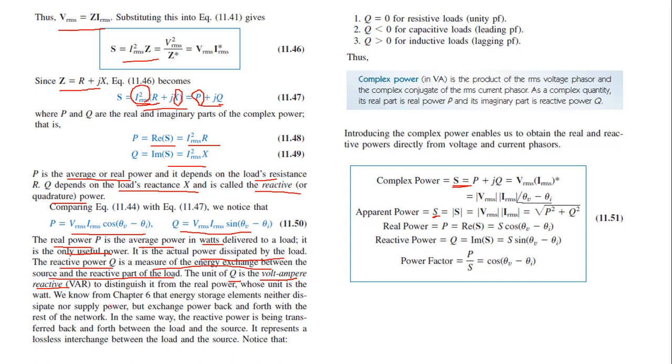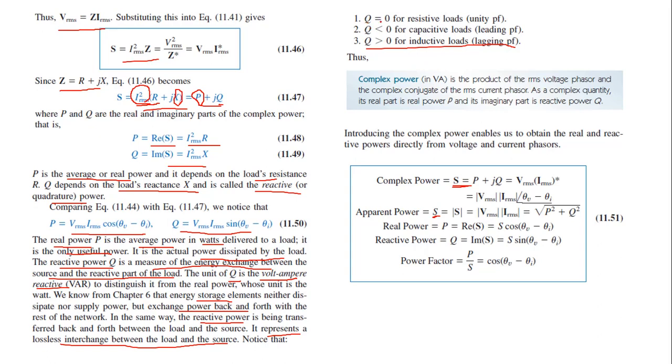Now we know that the storage elements, either the inductor or capacitor, do not have the capacity to consume power, right? They can only exchange the power back and forth. They can store and discharge, that is what they can do, right? So reactive power is always related to the circuit components, inductance and capacitance. So that's why it represents a lossless exchange between load and source. Now, depending upon the value of reactive power, we can classify the loads, right?